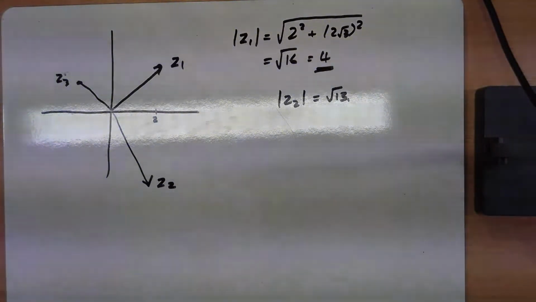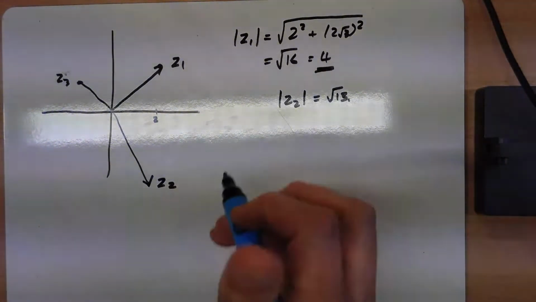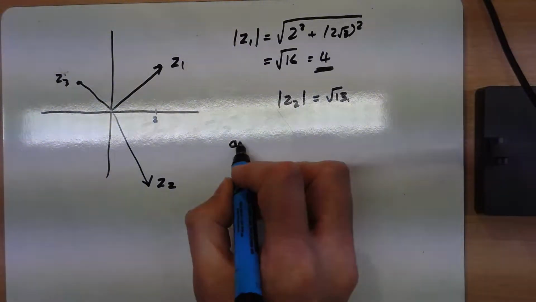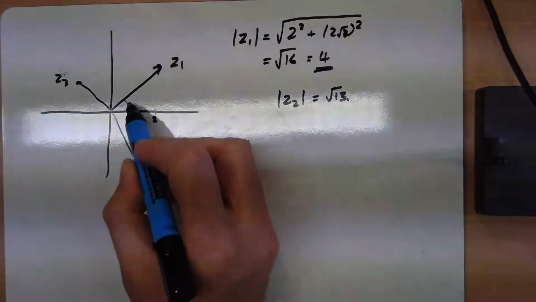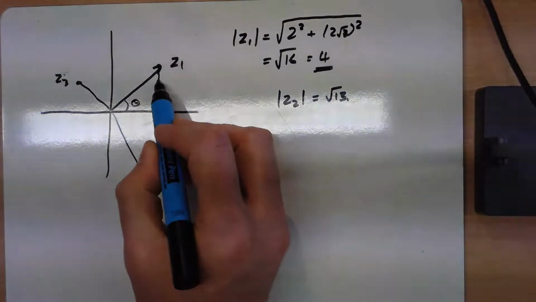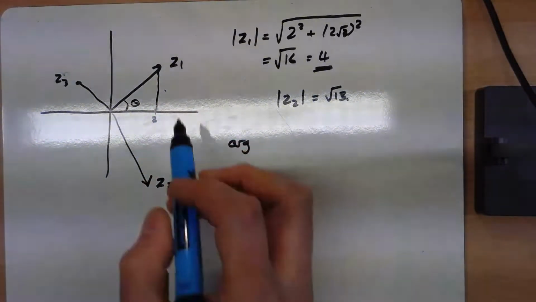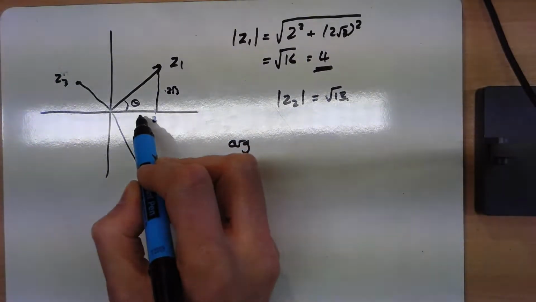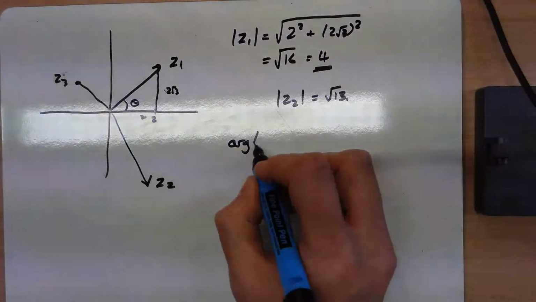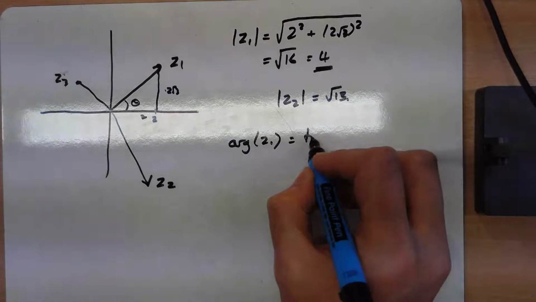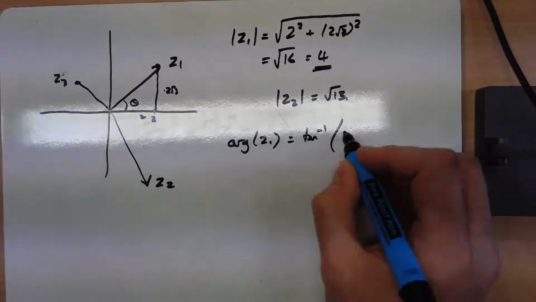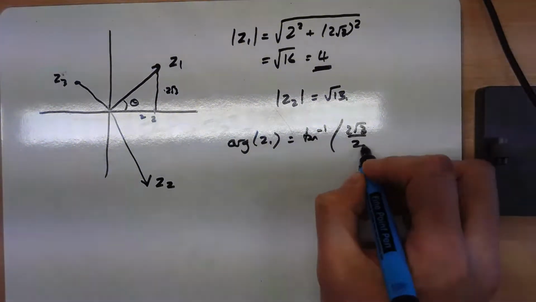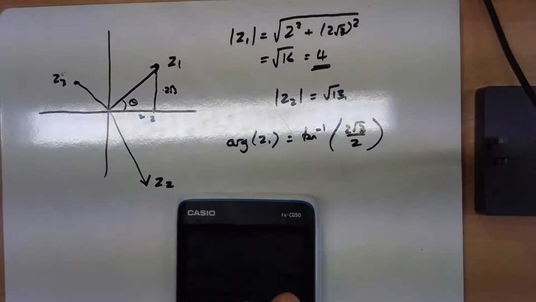I'll do Z3 in a second, but part C says find the argument of these things as well. So the argument, that's this angle here then. And so we know that that distance there was 2 root 3. And we know that that distance there was 2. And so the argument of Z1 is the inverse tan of 2 root 3 over 2. So I'll grab our calculator.